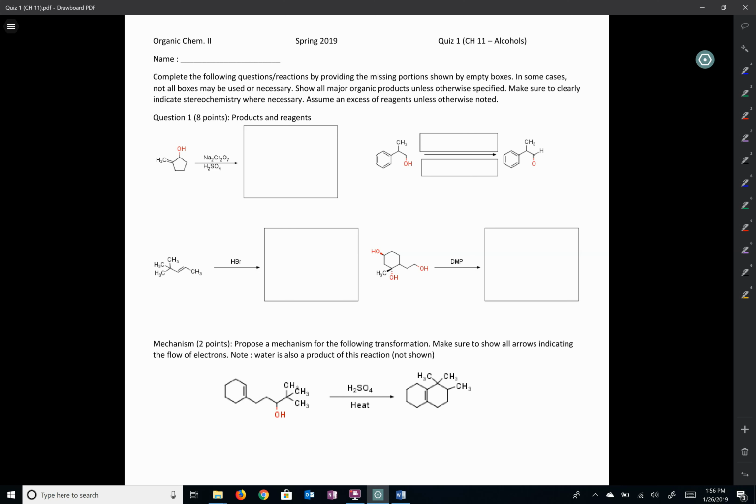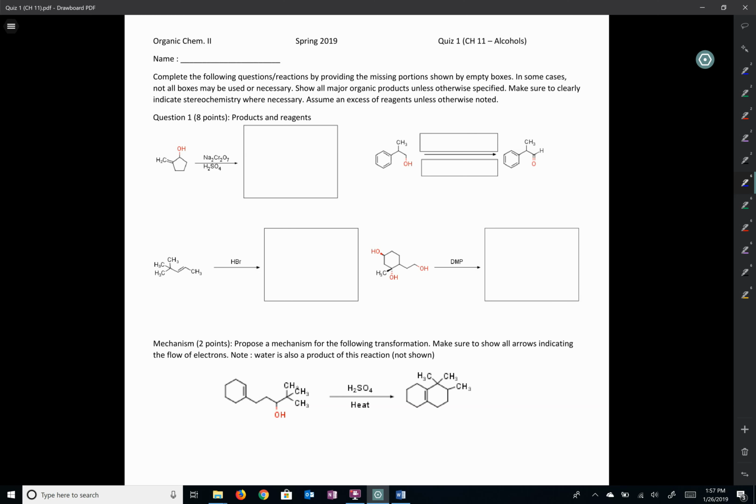All right, today we're going to look at the first quiz from the second semester of organic chemistry for spring of 2019. It covers about the first half of chapter 11, where we're looking at the reactivity of alcohols. Let's take a look at question number 1.